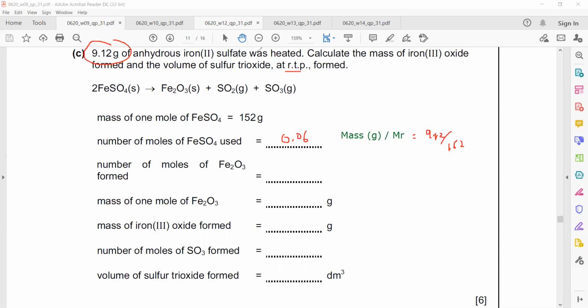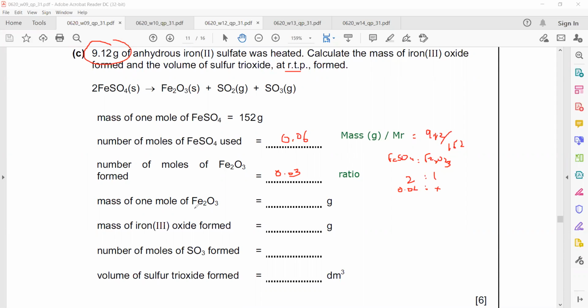Number of moles of iron oxide formed. Regarding the iron oxide, nothing is given, so what will we use? We'll use a ratio here, and we'll take a ratio between iron 2 sulfate and iron oxide. The ratio between them is 2 is to 1. So if we have 0.06 mole, this will be X. Cross multiply, so you will get 0.03 moles of iron oxide.